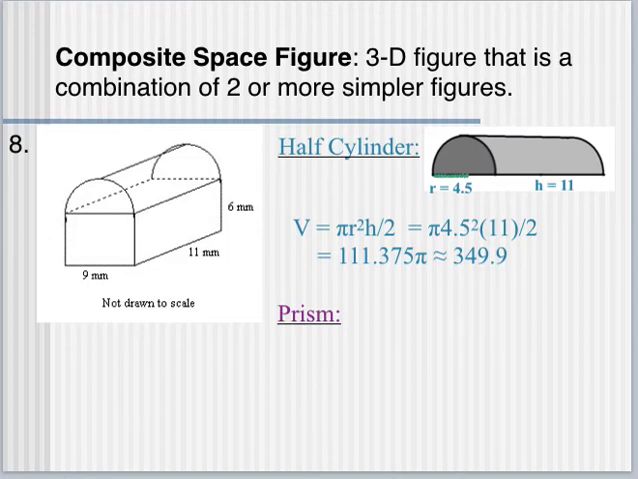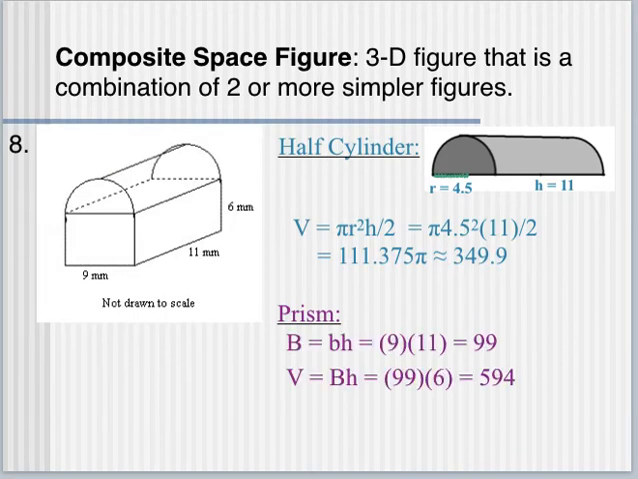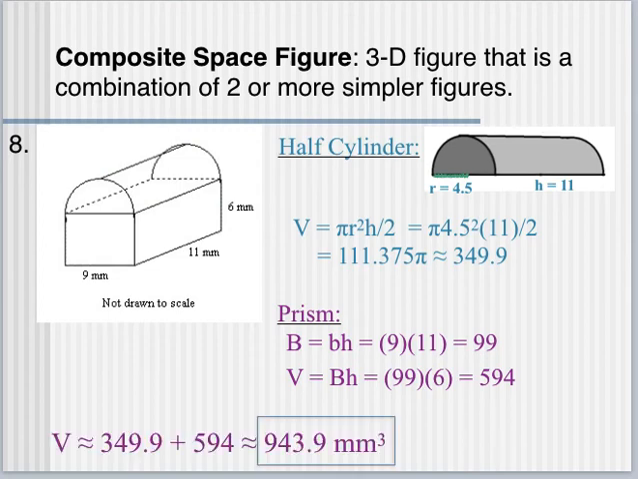Next, you want to calculate the volume of the prism. So for the prism, the area of the base, which has edges of 9 and 11, would be 9 times 11, or 99. Multiply by the height of 6, and you get 594. So add up those pieces to figure out what the full volume of the composite shape is, roughly 943.9 cubic millimeters.